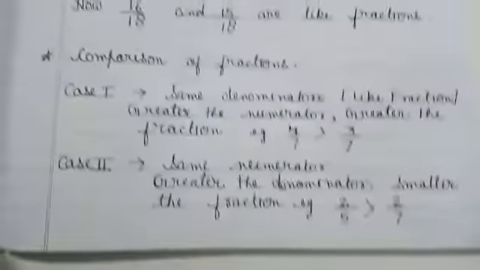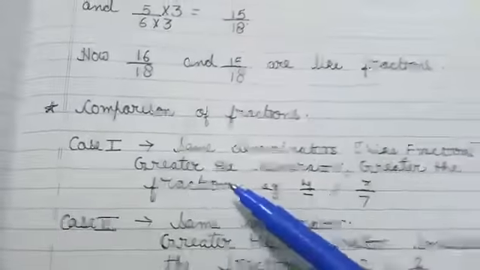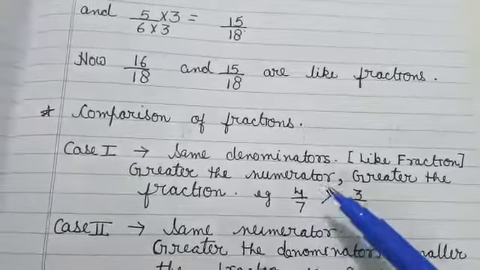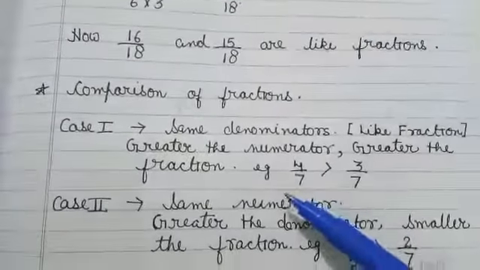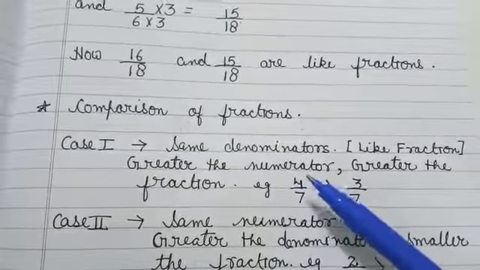Now see, there are three different cases. The first case is same denominators, means if the denominators are same, means if the fractions are like fractions. So how will you compare? If the numerator is greater, the fraction will be greater.